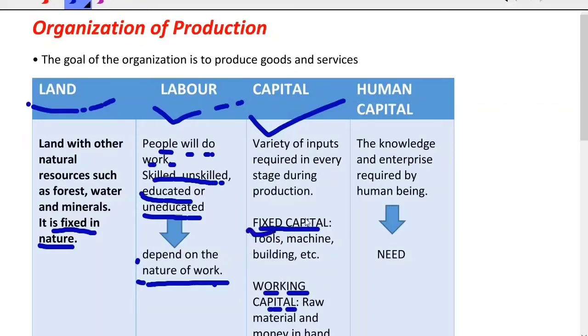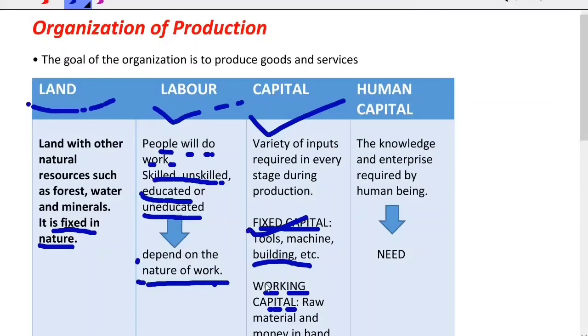Fixed capital means the amount which is invested once and cannot be used again for other purposes. Example: if a building is constructed, we cannot sell it. We have to do production activities in that building. So it is a type of fixed capital. If tools or machinery are purchased, a huge amount is required, so it is invested in fixed form.